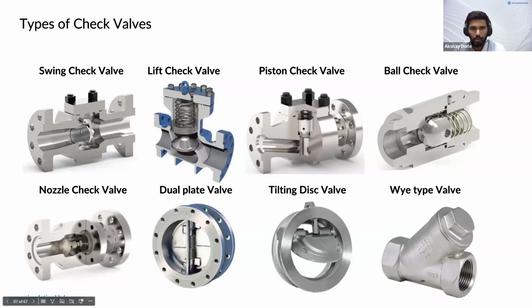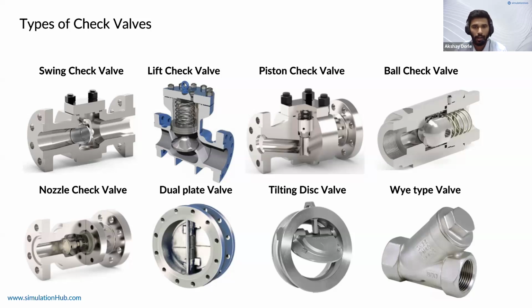Then we have lift type check valve. Again, it's a lifting type component. It will be pushed from the downstream side by the force of the fluids and the pressure difference between the upstream and the downstream sides. And it again is a unidirectional flow system. We have piston check valves, which again are unidirectional, used in different applications, different industries.